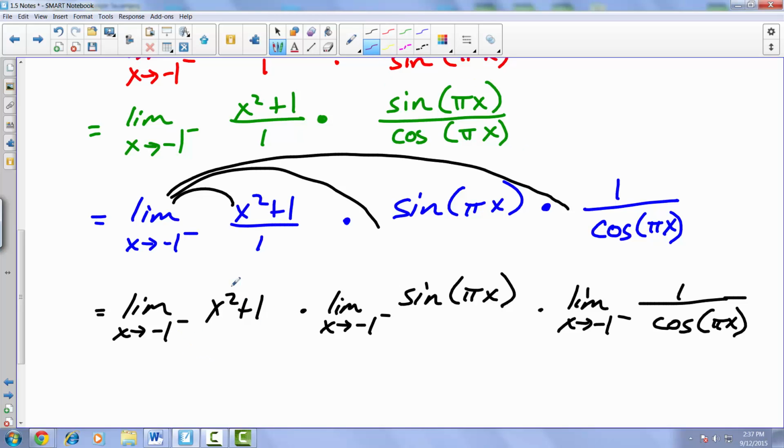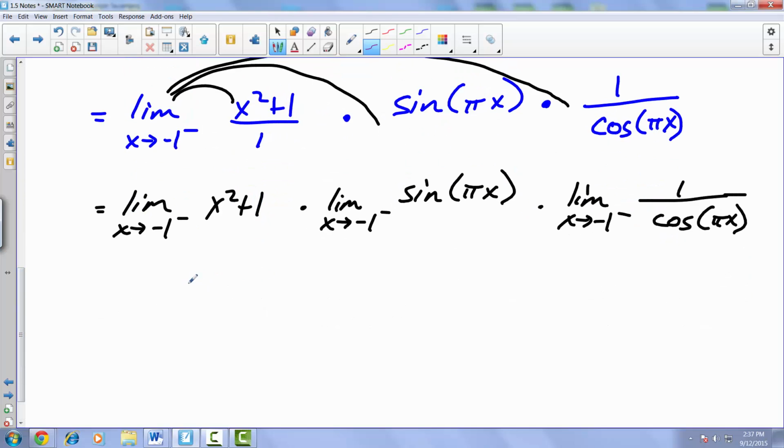So when you go ahead and plug in -1 here, using direct evaluation, we end up with -1 squared is 1, plus 1 is 2. When we throw in -1, we have the sine of negative pi. And if you think back to your unit circle, negative pi looks like that. The sine value for that is 0. So really we are multiplying this by 0.